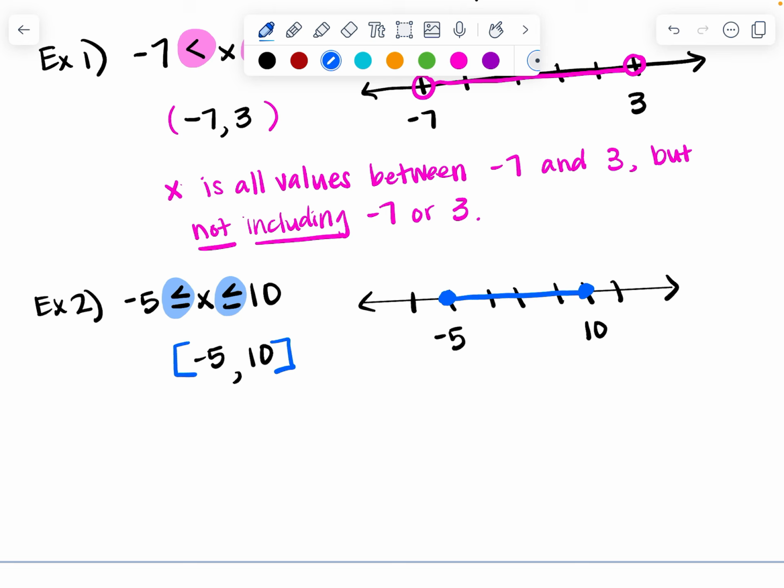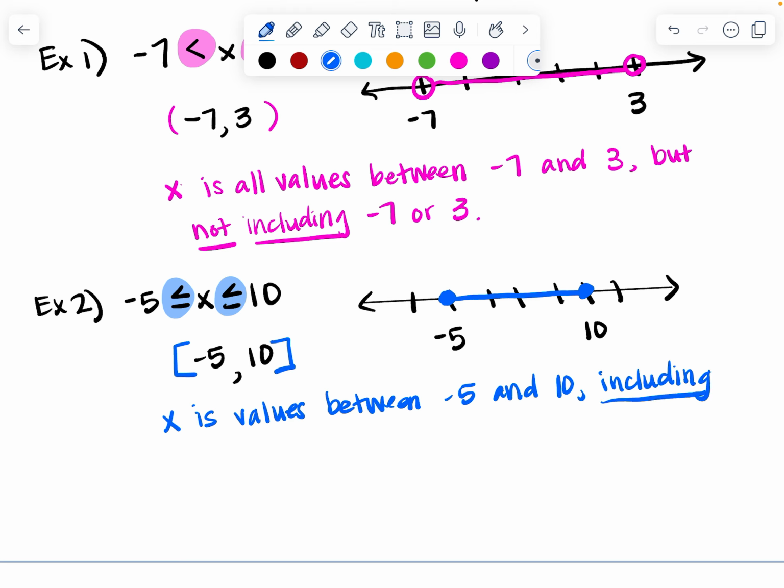These three ways of expressing the solution are telling us that x is values between -5 and 10, including -5 and 10.